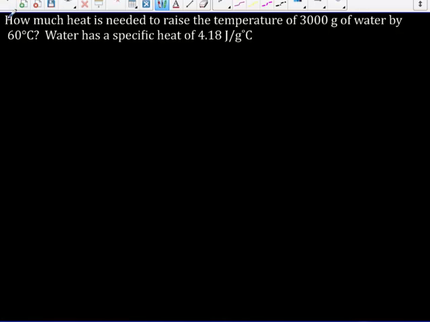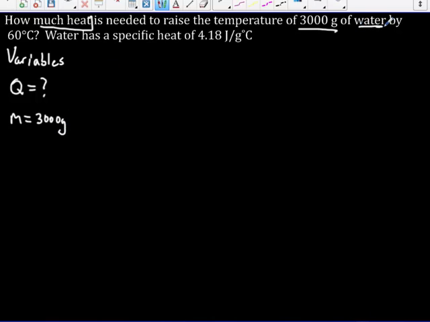So let's take a look at an example problem. How much heat is needed to raise the temperature of 3,000 grams of water by 60 degrees Celsius? Water has a specific heat of 4.18 joules per gram degree Celsius. Whenever you have a math problem to solve, the very first thing you do is list your variables. Variables are the things that you are told or want to know. So how much heat is needed? Right there you're thinking, I'm looking for heat. The symbol for heat is Q, so I'm going to write Q equals question mark. It is needed to raise the temperature of 3,000 grams of water. That was a mass. M equals 3,000 grams of water.